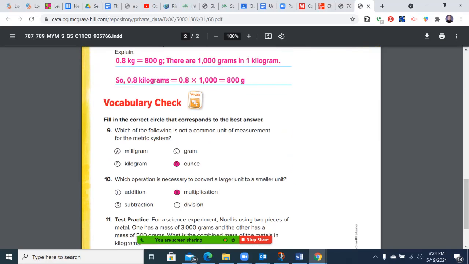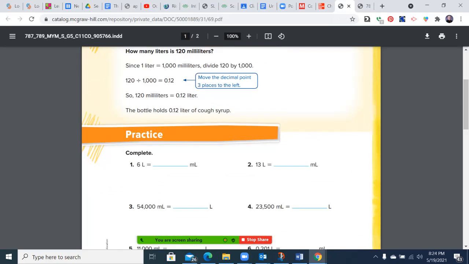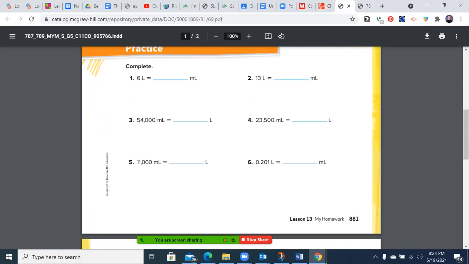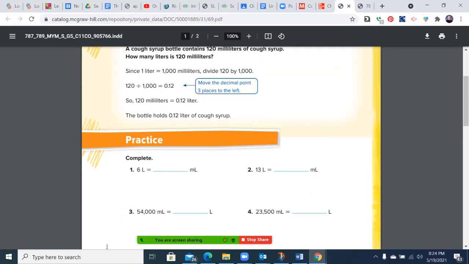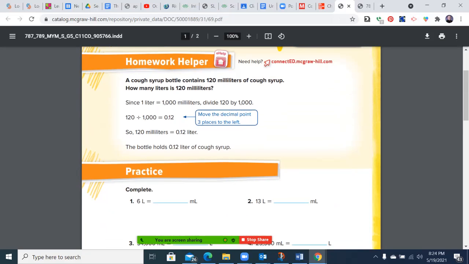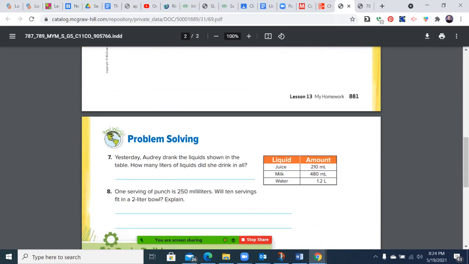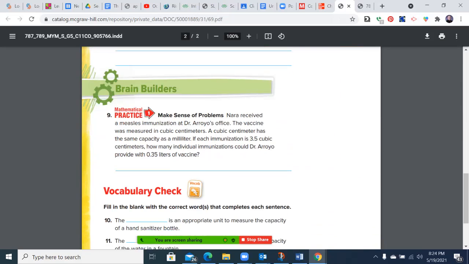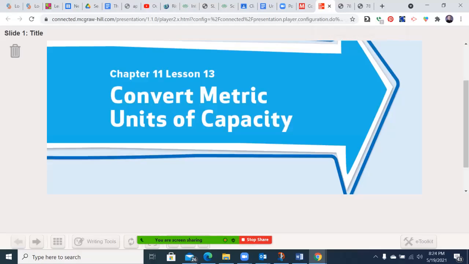the metric system does not include the ounce, that's customary. And going from larger to smaller is multiplication. Looking at today's work, we're going from liters to milliliters. So a pretty standard operation today, multiplying and dividing by 1,000. And we'll talk about that in the lesson as well. We do have some problem solving, some vocabulary, and a test practice question.